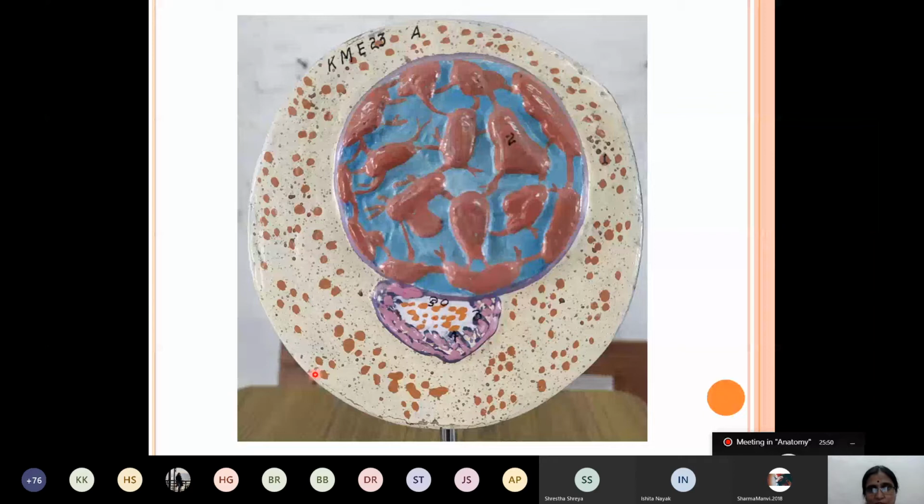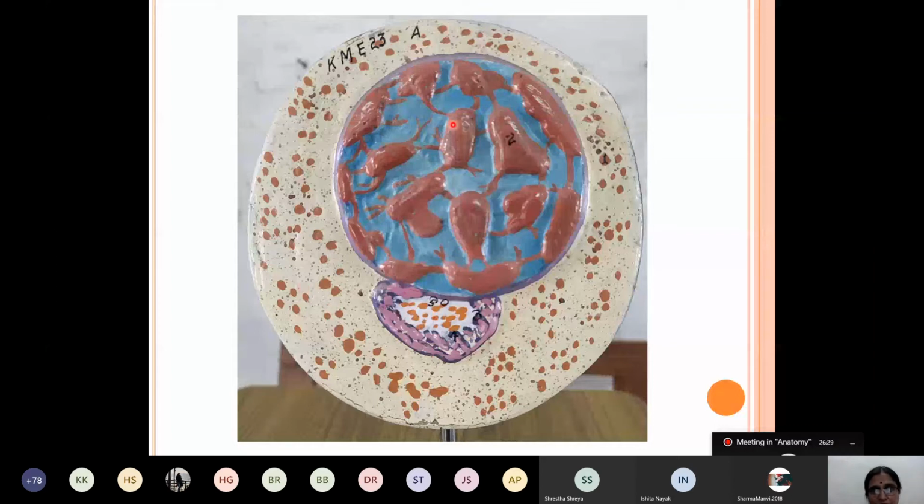Spermatid forms after the process of spermatocytogenesis. Spermatocytogenesis means the mitotic cell division from the spermatogonia to spermatocyte. Spermatocyte undergoes first meiotic division to give rise to secondary spermatocyte. Secondary spermatocyte undergoes second meiotic division to give rise to spermatid. This is the spermatid. Now, this spermatid is undergoing morphological transformation to give rise to spermatozoa.